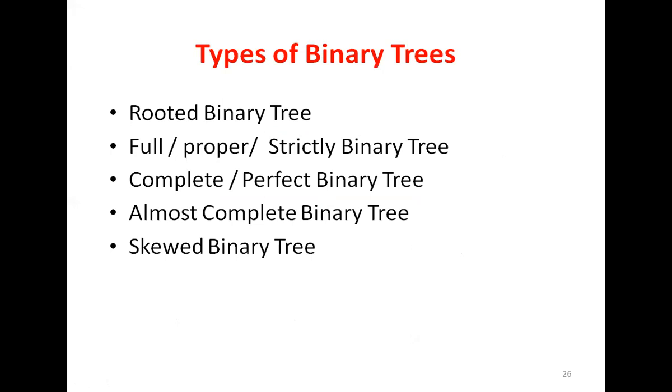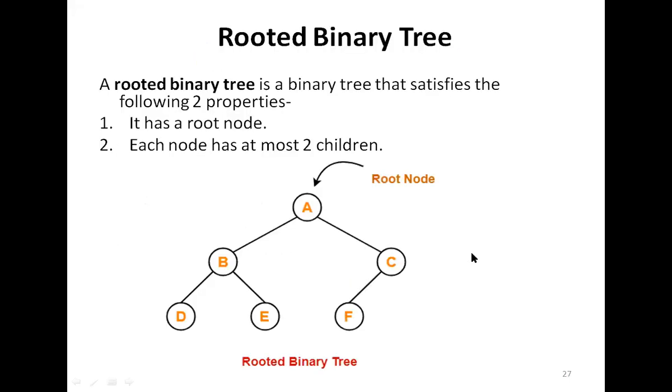So there are different types of binary trees. The first one is rooted binary tree. Second one is full or proper or strictly binary tree. Third one is complete or perfect binary tree. Fourth one is almost complete binary tree. And fifth one is skewed binary tree. We will discuss all these different types of binary trees one by one in more detail. So let us start with the first one, rooted binary tree.